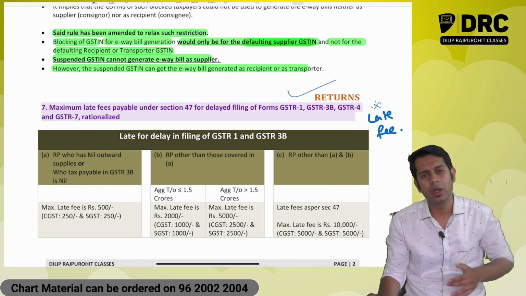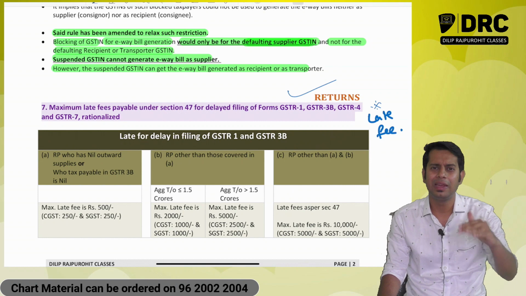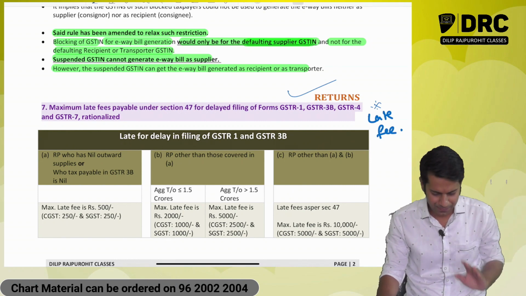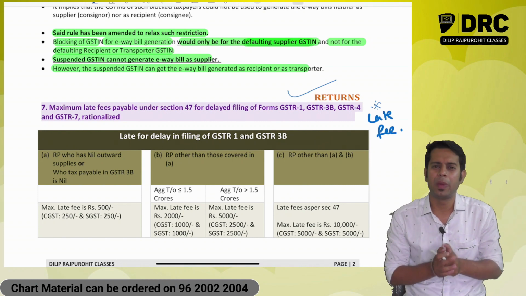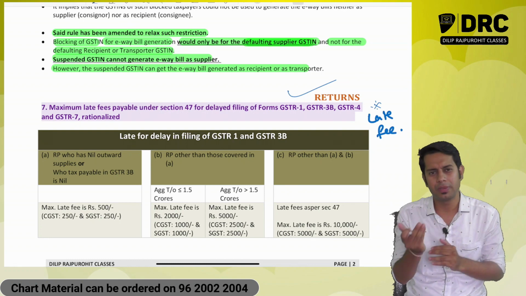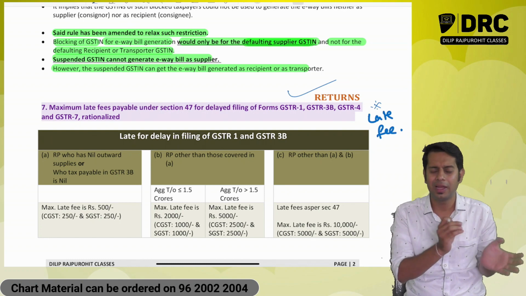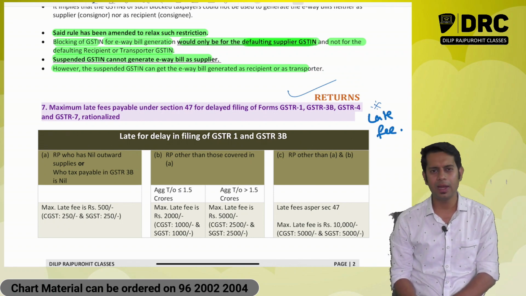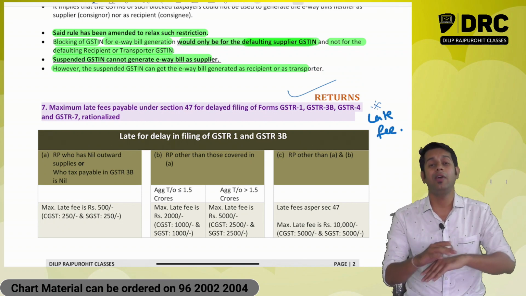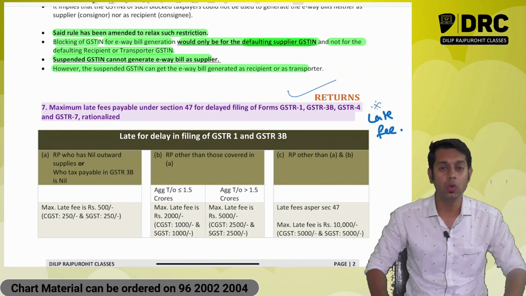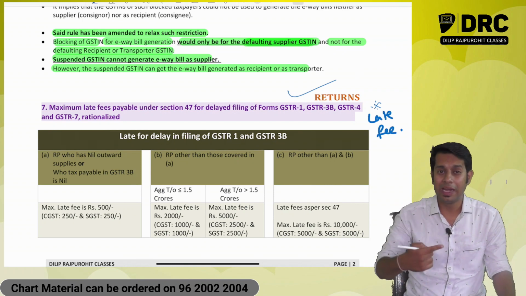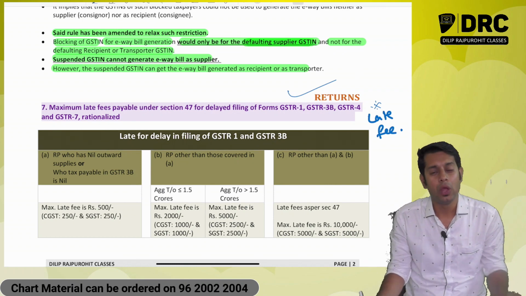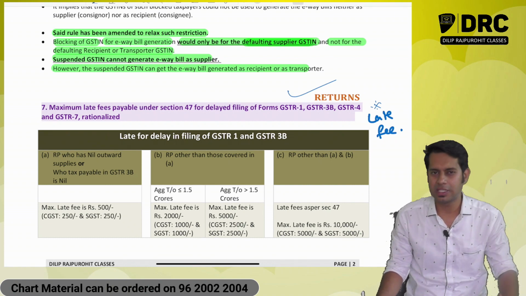By a notification they have told that if you are filing nil return, the late fees which you have to pay will be only 25 rupees subject to a maximum of 5,000 rupees, and if you are having some data, then the late fee will be 50 rupees subject to a maximum of 5,000 rupees. Now they have amended the provisions completely. Now they have told the amount of late fees which a person has to pay will depend upon the type of registered person he is.